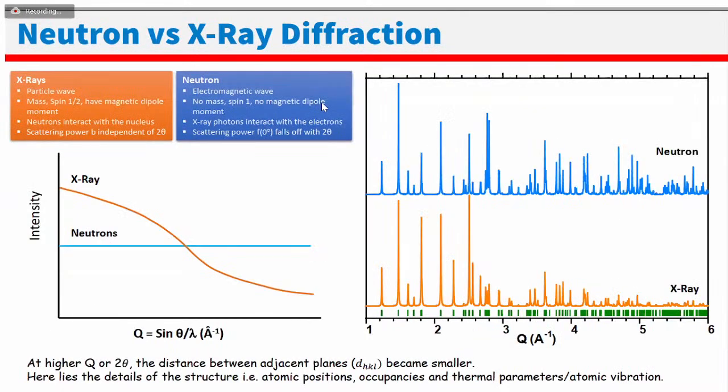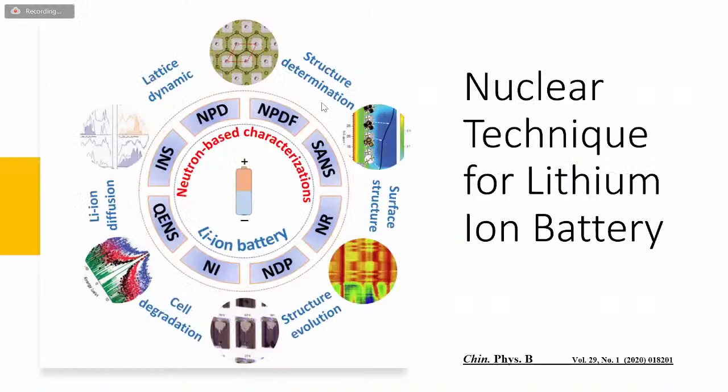So this is also neutron versus X-ray. You see the same material, but in a different view. This is the neutron and this is the X-ray. And then when we do the refinement, it gives almost the same result between the X-ray and the neutron.